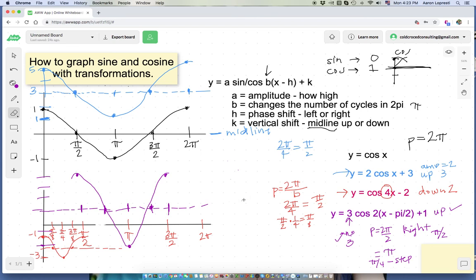Okay, so we're going to see if this works, and then I'm going to start doing some problems from the review that we have on graphing those trig functions. All right.